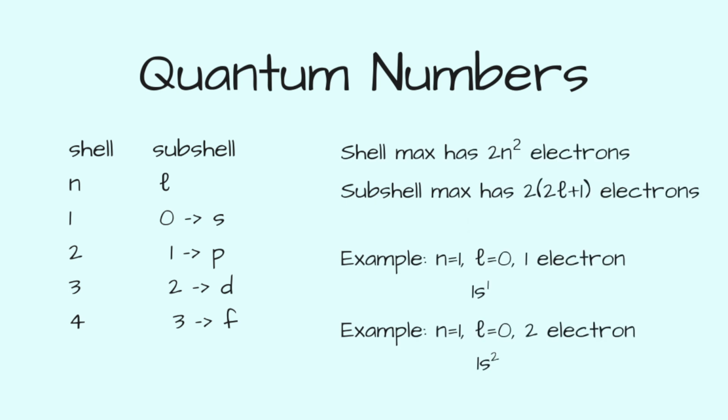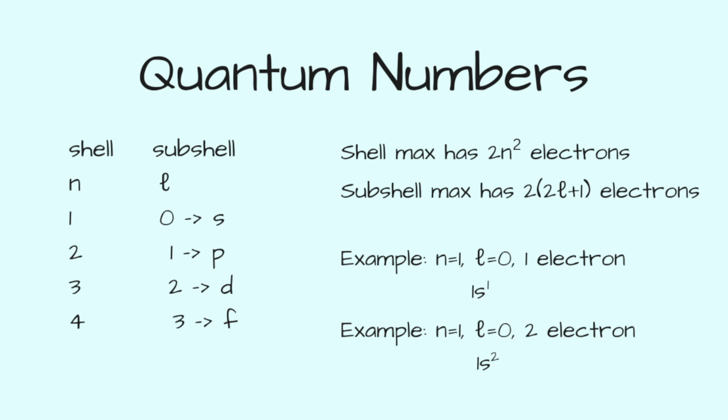A shell corresponds to the orbit specified by quantum number n. It determines the physical and chemical properties of the atom. The subshell is the set of states within a shell. Subshells are specified by quantum number L and traditionally use the letters s, p, d, f, and so on.